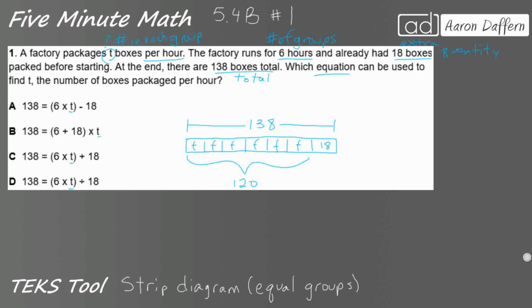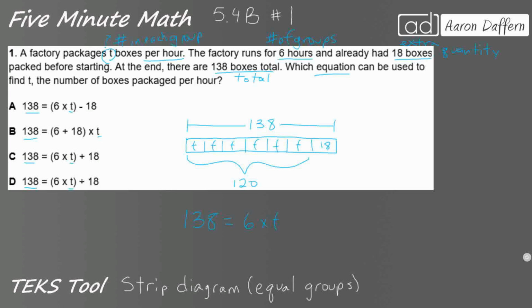So what are we doing here? All right, well, obviously we're going to have 138 as our total, so that's going to be at one side. So really we just need to deal with the 6 groups, the T boxes per group, and then the 18. So you see here I've got the 138 equals. All right, so I've got my 1, 2, 3, 4, 5, 6 groups. And then inside each of those groups is going to be how much T. So we're going to multiply this by T.